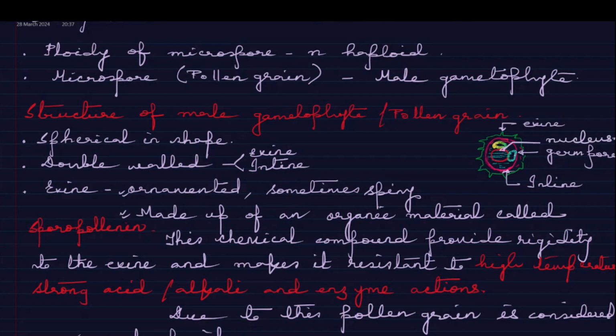Now what happens, you see, here only, this nucleus in this pollen grain. So let us again draw this pollen grain first. Intine. Then this is the exine.